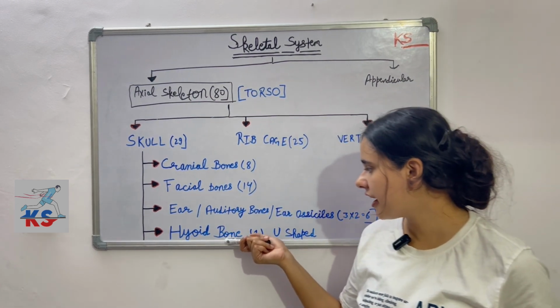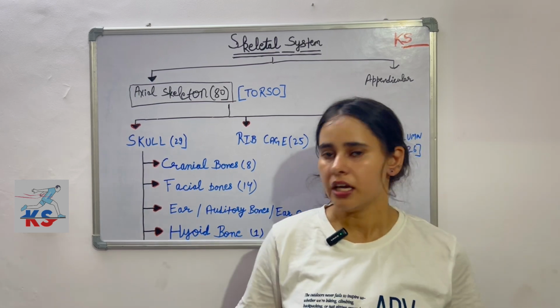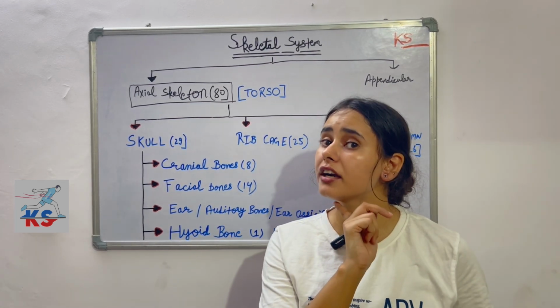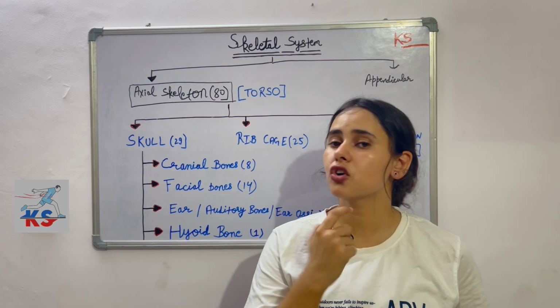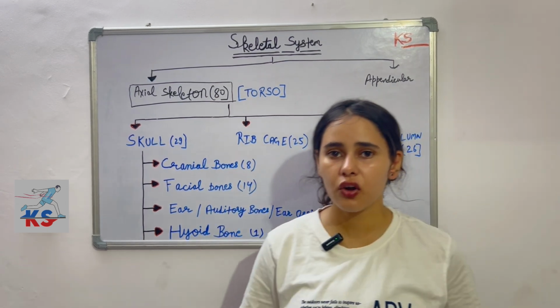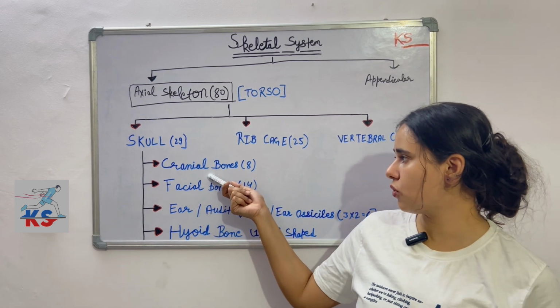And now last is the hyoid bone. This is just one bone. It is U-shaped and it is present right below our tongue here. So that is the hyoid bone. It is also included in the skull. So now let's learn all the cranial bones in detail.